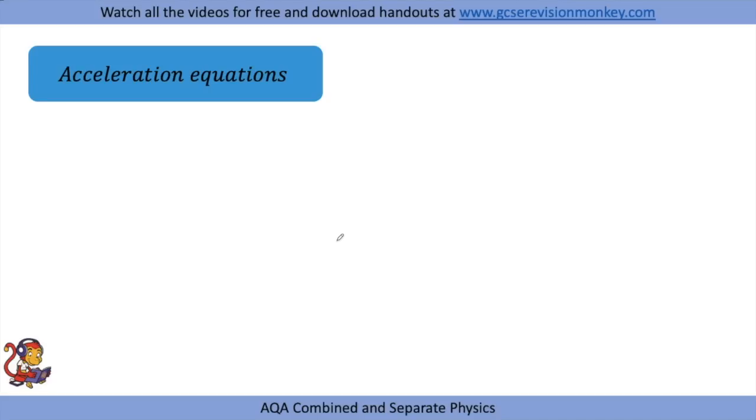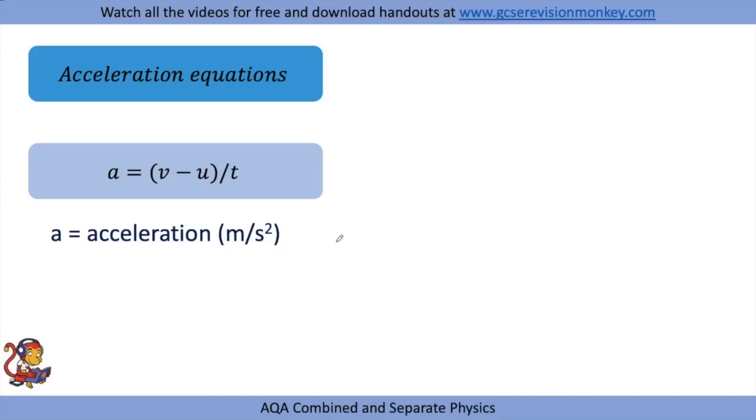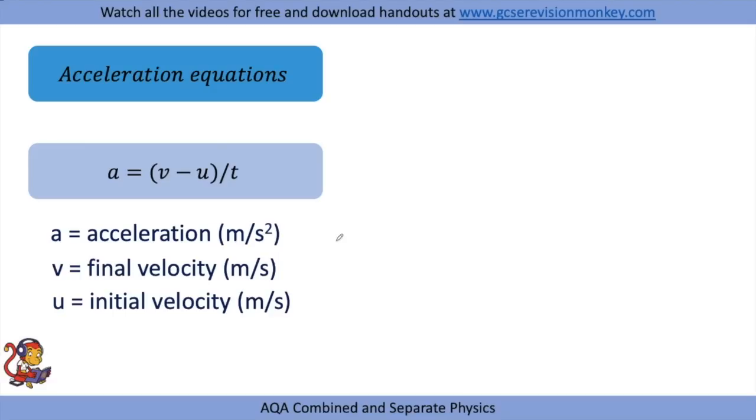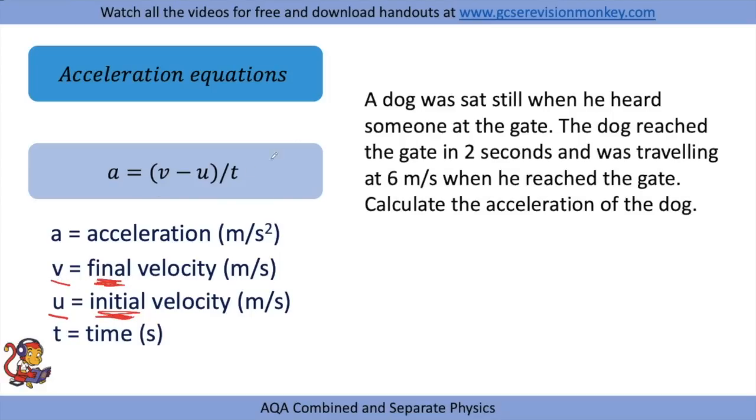Let's have a look at some acceleration equations then. We've got a equals v minus u over t, where acceleration is in meters per second squared, final velocity in meters per second, initial velocity in meters per second, and time in seconds. So you should remember that u comes before v in the alphabet. So u is your initial or starting velocity because that comes first, and v is your final velocity because that comes afterwards. Let's have a look at this question.